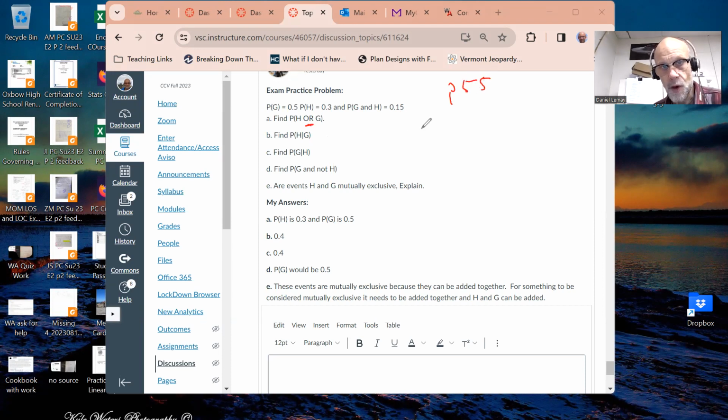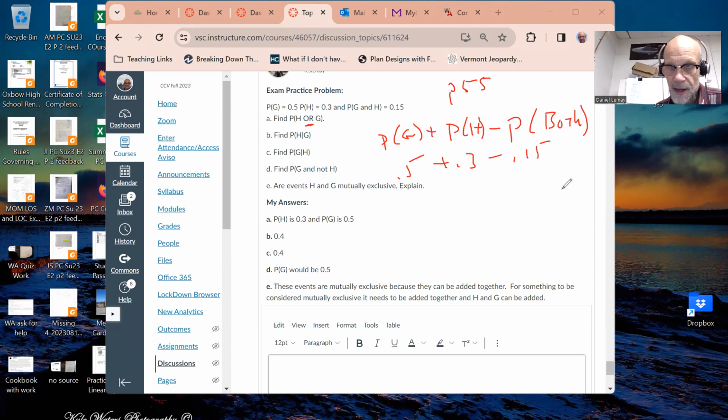And then because it's an "or" probability, I'm going to take the probability of G plus the probability of H minus the probability of them both happening. So in this case, it's going to be 0.5 plus 0.3 minus 0.15. And I think that's 0.65 if I'm doing my arithmetic right.